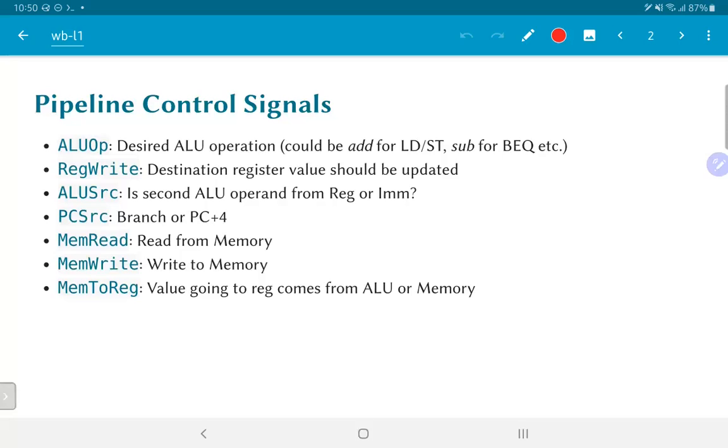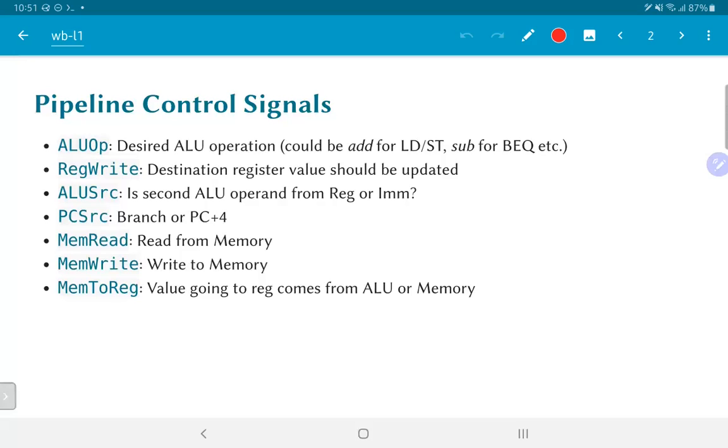ALU source is used in order to choose between the register value or an immediate value for the second operand of the ALU. PC source is used in order to determine which input, the branch address or PC+4, should be used for the next address. Mem read and mem write are control signals that are sent to the memory block, that is the data memory. And mem to reg is a control signal that determines whether the value that is being sent to the register file is coming from the ALU or the memory, that is the data memory.